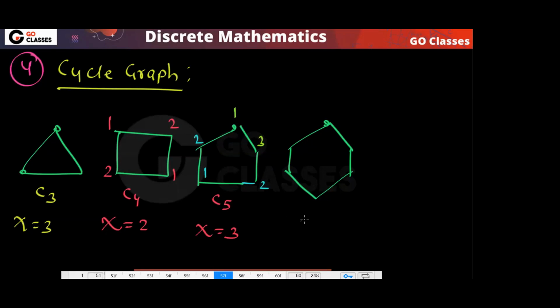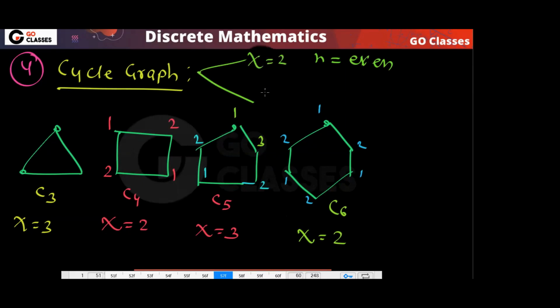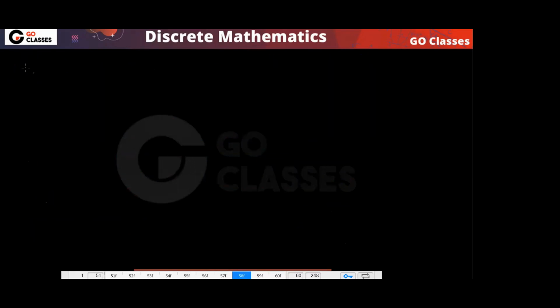And what about this C6? For this, the chromatic number will be 2, because you can color 1, 2, 1, 2, 1, 2. So this is the idea. For a cycle graph, the chromatic number will be 2 when n is even, and the chromatic number will be 3 when n is odd. This is very simple. Let's see the next category of graph.